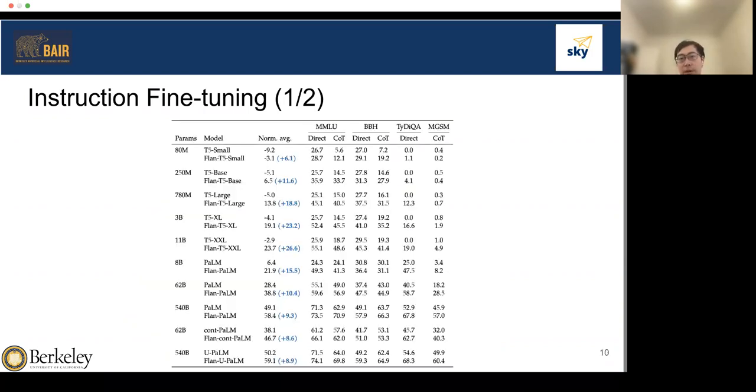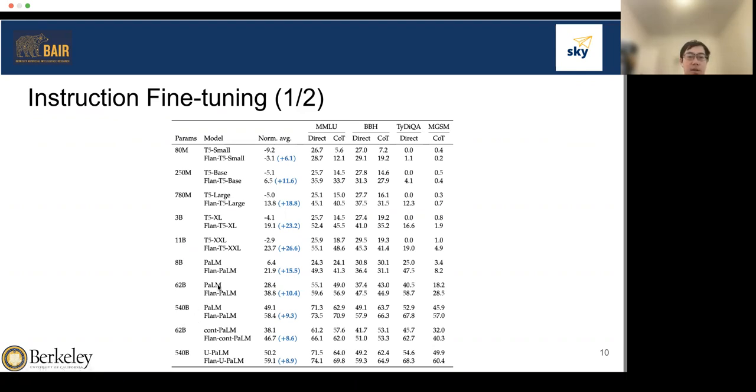So here is how they measure their scores. We can see that they test two series of base models. One is the T5 series, and after the instruction fine-tuning, they call it FLAN-T5. We can see that the average score of FLAN-T5, from even the 80 million models to, I think, the 11 billion models, has a massive improvement. And for the FLAN-PaLM series of models, we can see that they also have different levels of improvement, even with the 540 billion model.